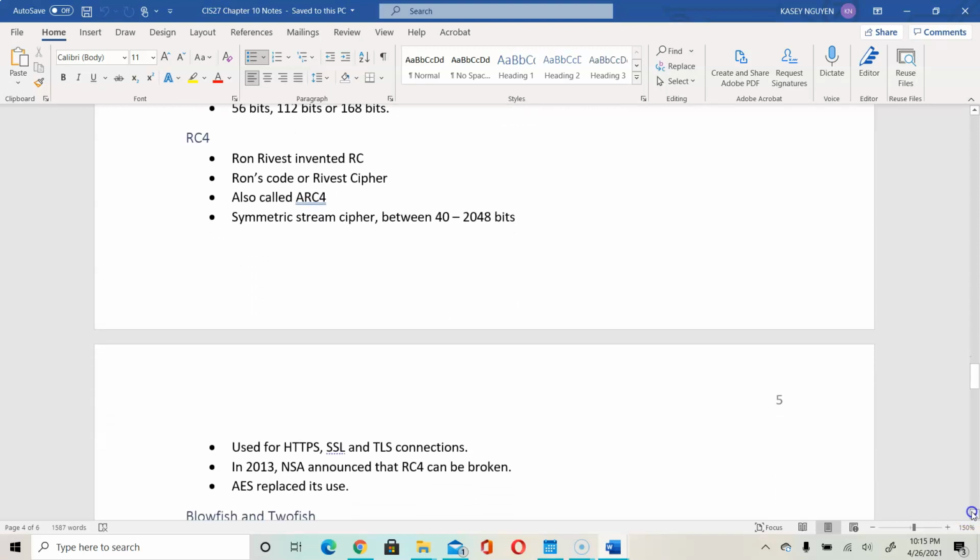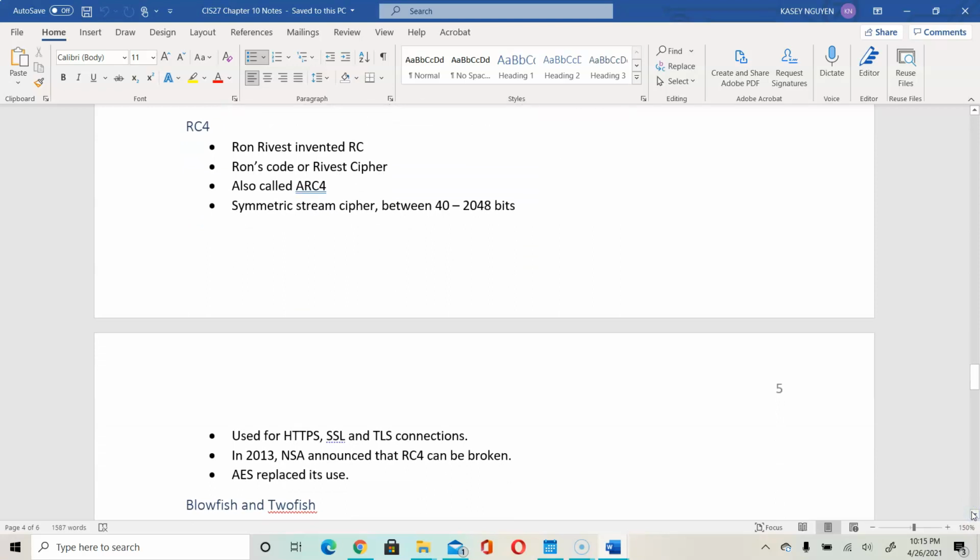Again, we talked about how a stream cipher is used when we don't have a certain known size for our data. So this is often implemented for the web, like HTTPS, used for HTTPS, Secure Sockets Layer SSL, or TLS connections. In 2013, the NSA was able to break RC4. Later on, all vendors suggested that we would then implement AES as a replacement.